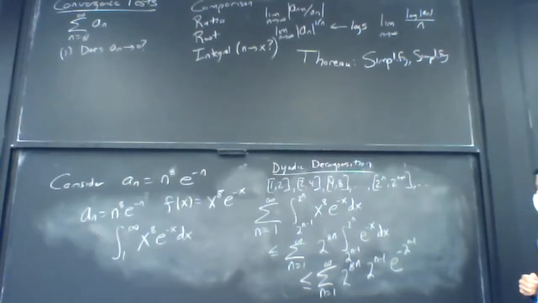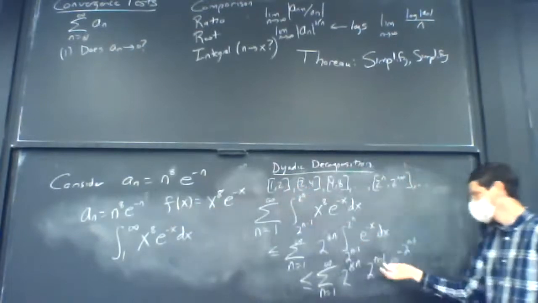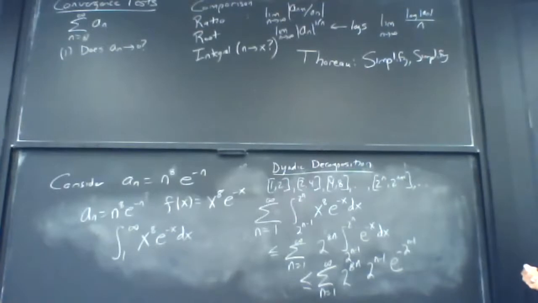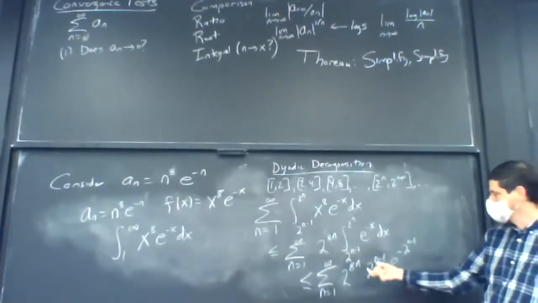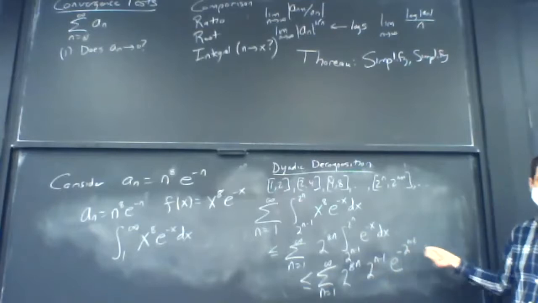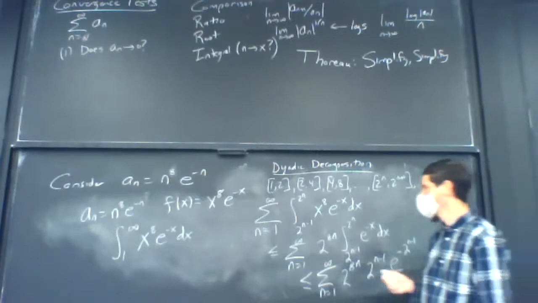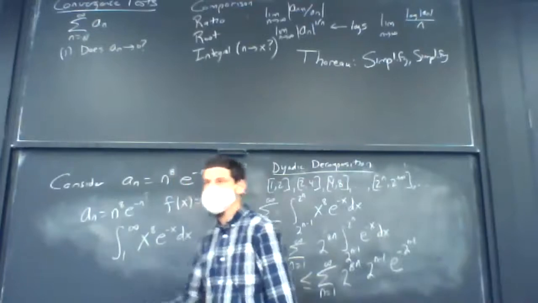And so if I do an argument like this, I see that the initial sum I wanted to study, I've converted to an integral, and then I've converted to a new sum. And now I have basically 2 to the 9n, and I have e to the negative 2 to the n. And so unfortunately, I would need to then show that that sum converges. And so that's a little bit more work. So this is not a great approach.